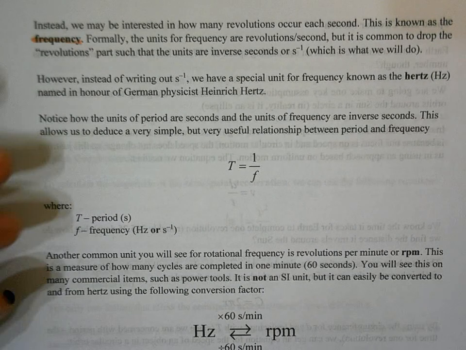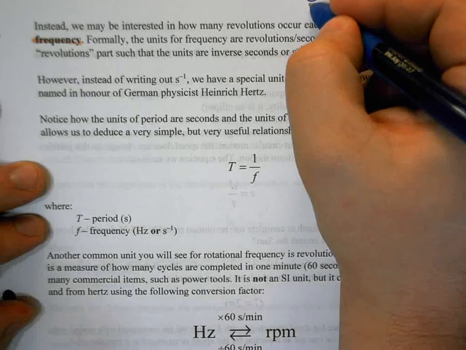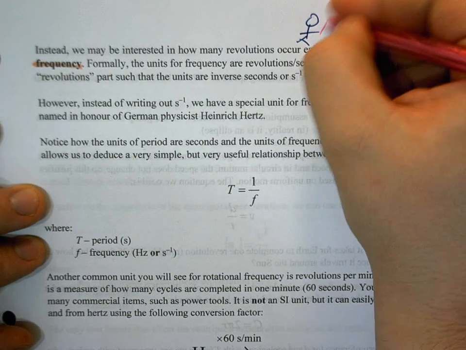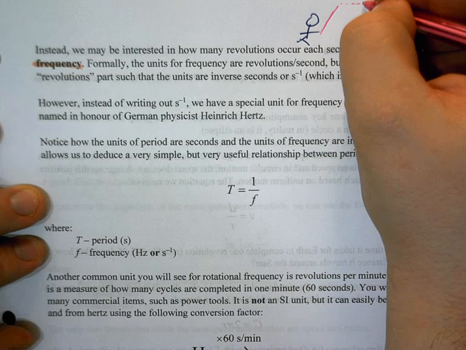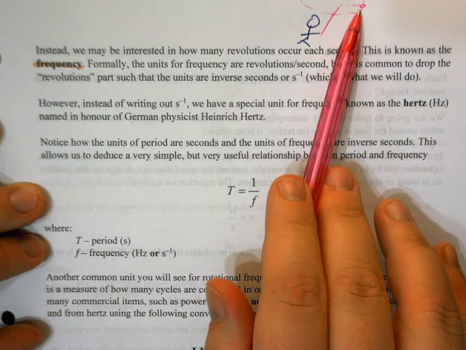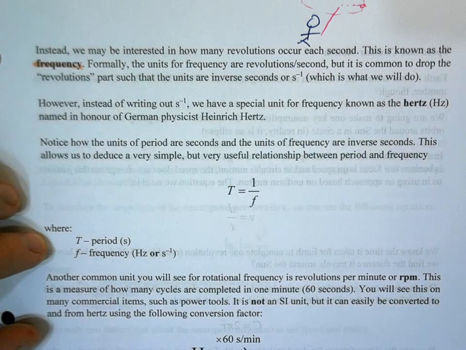So for example, and I'm going to draw myself here. There's me. Now, let's say I was twirling a yo-yo around my head. And let's say I was able to make 3 complete circles every second.